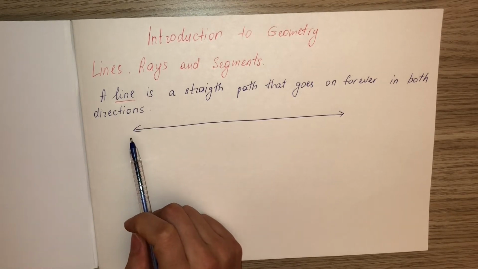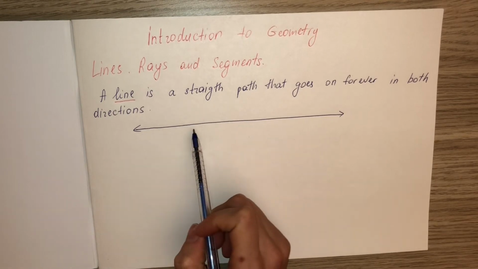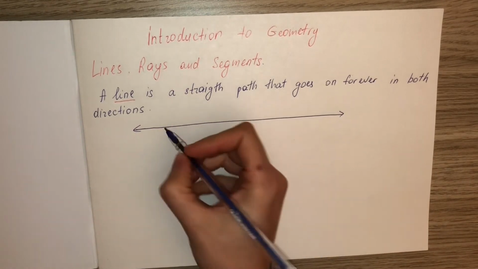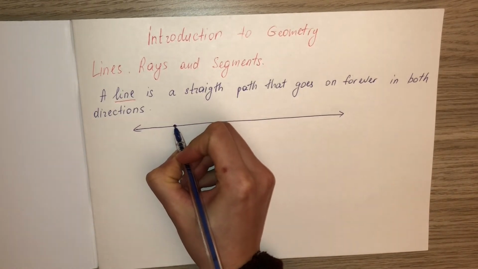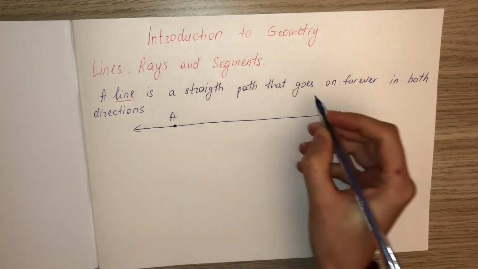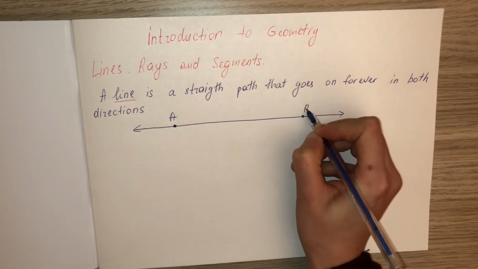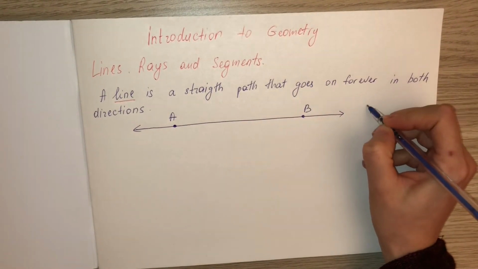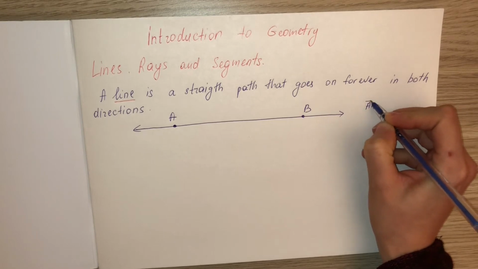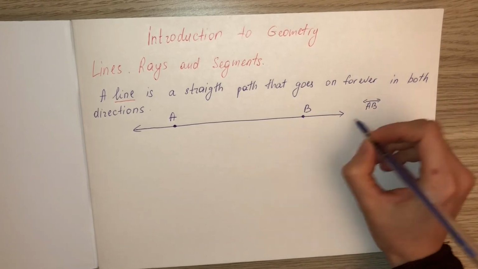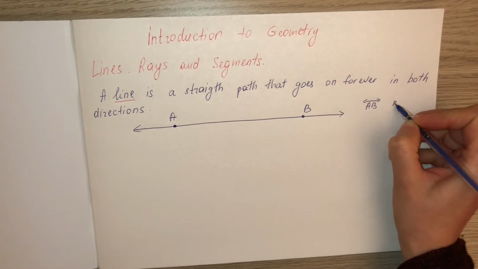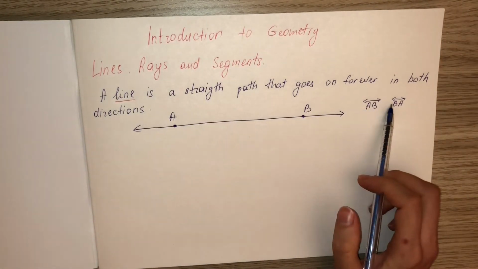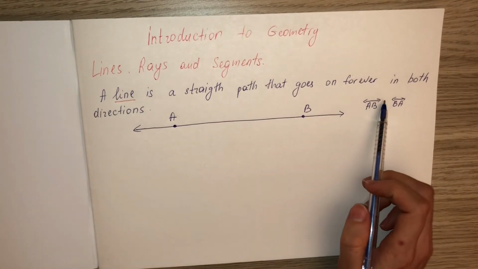So, if we put any 2 points or 3 points on this line, we can name this line. For example, let this be A and this be B. The name of this line is AB, and also we can name this as BA. Both of these notations are true.